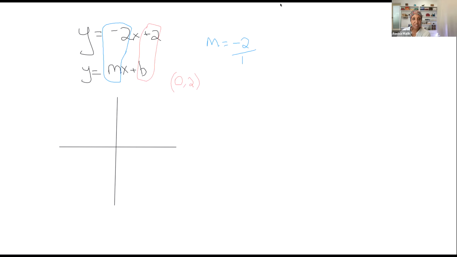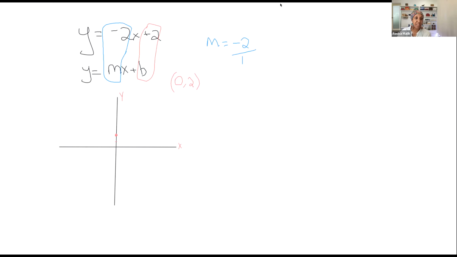My point, I'm going to start at 0, 2. That's my y-intercept. It's the place where the line, however it's looking, is going to cross this y-axis. And my slope tells me to move down 2 and to the right 1, or up 2 and to the left 1. Whichever I'm doing, one of those has to be negative.